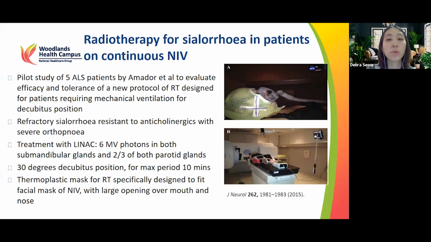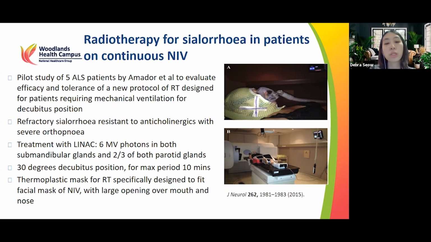So we also know that there are patients that are on continuous NIV that cannot tolerate being off the NIV device for very long. And there was this pilot study by Amador et al. in France of 5 ALS patients. So they looked at the efficacy and tolerance of a protocol of RT designed for patients requiring mechanical ventilation while in the decubitus position. And they did treatment with the linear accelerator, so 6 megavolts of photons in both submandibular glands, as well as the lower 2/3 of both parotid glands.